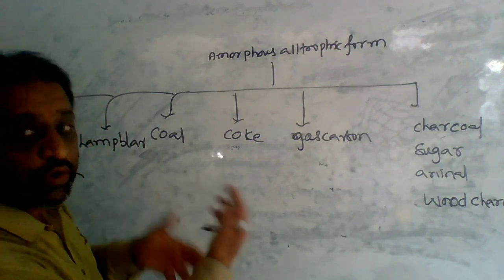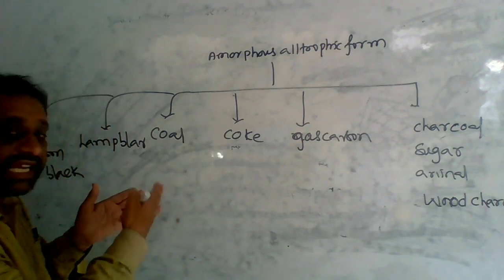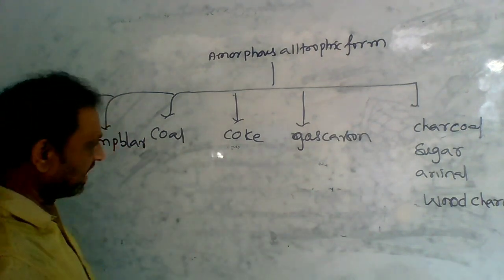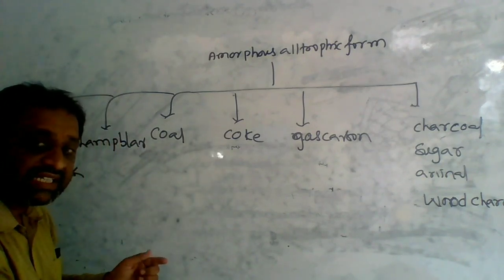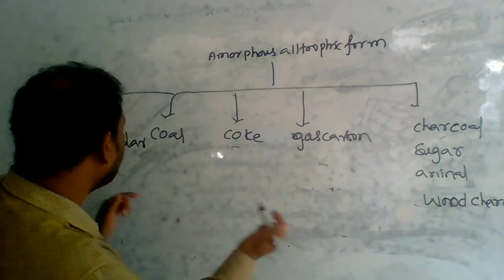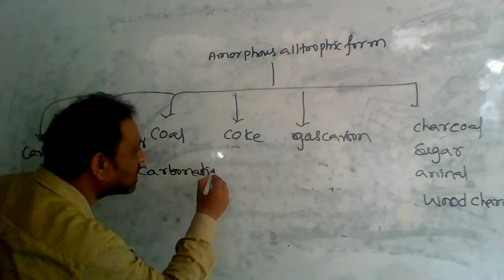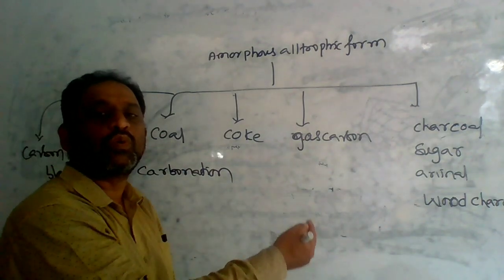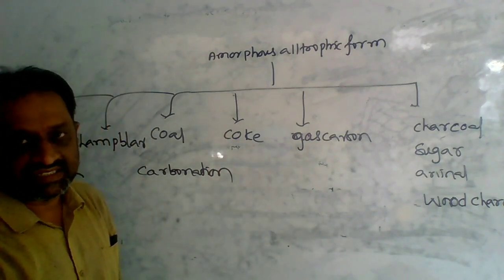500 million years ago, plant bodies and animal bodies were buried inside the earth's crust under high temperature and high pressure. As a result, vegetable matter is converted into coal. Here, atoms are converted into carbon atoms. This is called carbonation. Carbonation takes place: vegetable matter is slowly converted into coal under high temperature and high pressure inside the earth's crust.